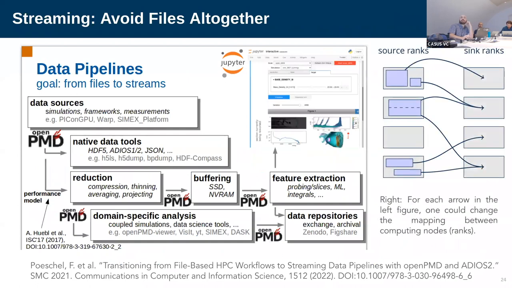Our vision then is to put this together with the data reduction that I mentioned before to really be able to develop data pipelines. And so one of the recent works that we published with Franz Pöschel was to transition from anything you saw before, where you say, okay, actually I want to write a file and use this then for data analysis, to be able to replace this fully with something that never touches the disk and just is analyzed on the fly by streaming it from one compute node or one process to the other.